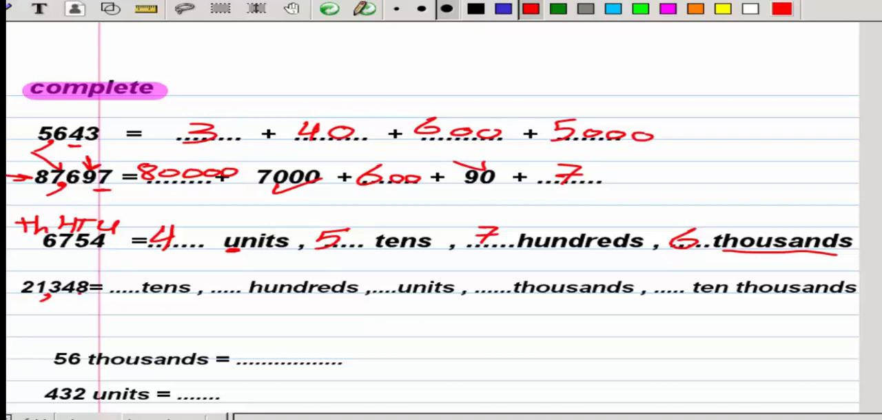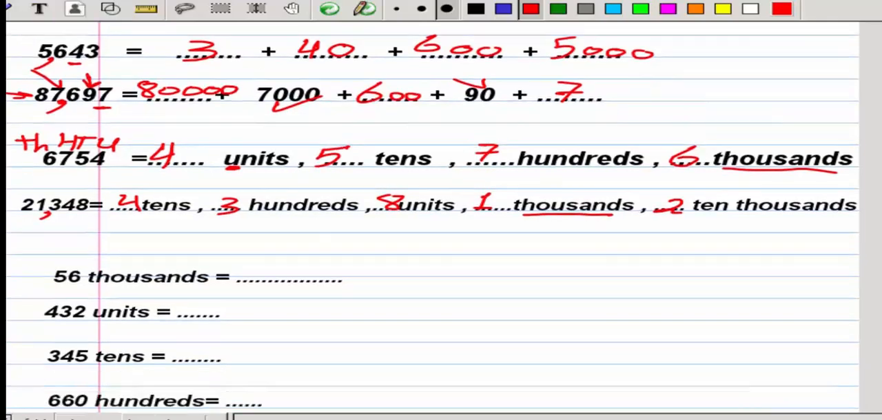8 units. Very good. 8 it will be units. Where is units here? Very good, we can write 8. After that 4 it will be tens. Where is 4? Excellent, it will be here. Here he said hundreds. Where is hundreds? Hundreds it will be 3, so here we write 3. Here we said thousands. Where is thousands? It will be 1, so here we write 1. Here he said 10,000. Where is 10,000? It will be 2. Very good.